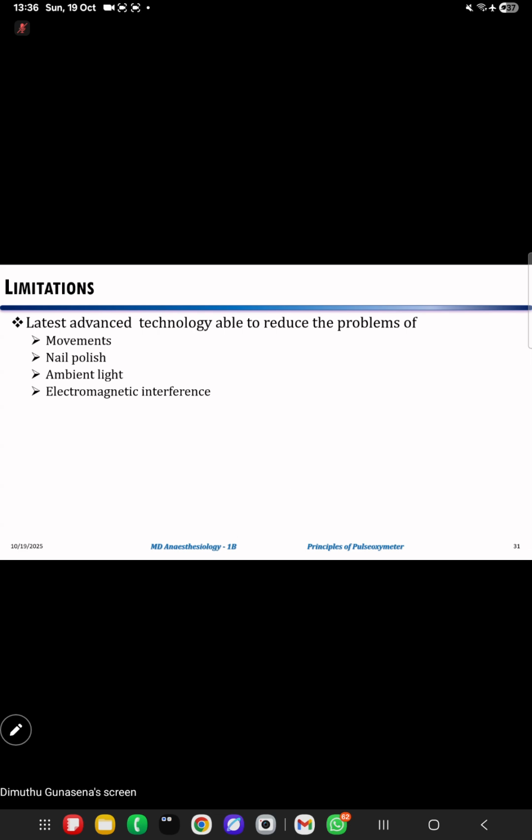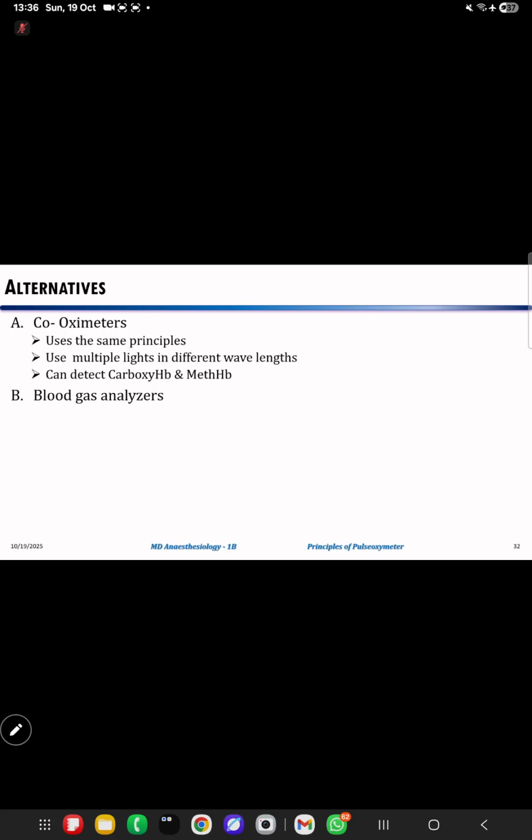But the latest advanced technology can reduce some of the problems that we encountered, especially problems of movement, nail polish, ambient light, and electromagnetic interference caused by other instruments. And we can use oximeters that use the same principle but use multiple lights of different wavelengths, and they can detect carboxyhemoglobin and methemoglobin also. And we can also use blood gas analyzers to assess oxygenation by a different method.